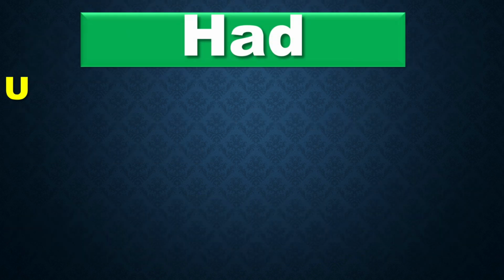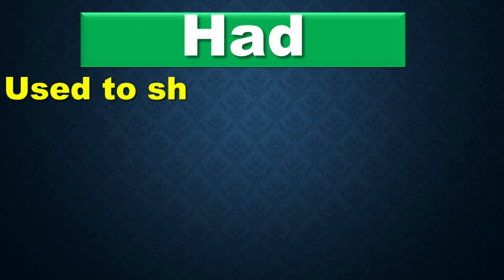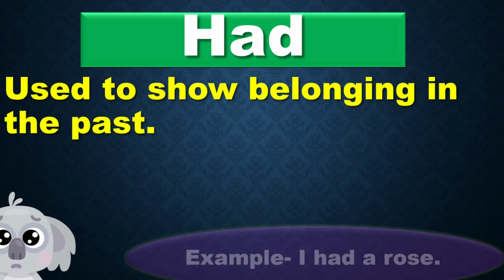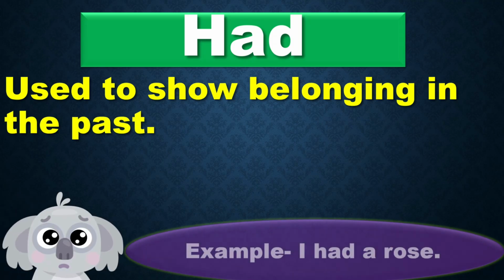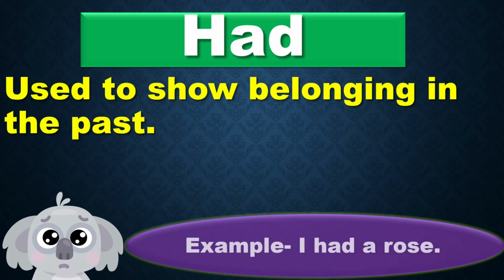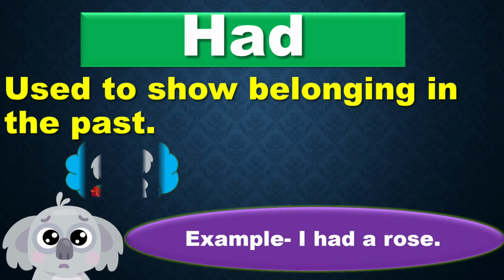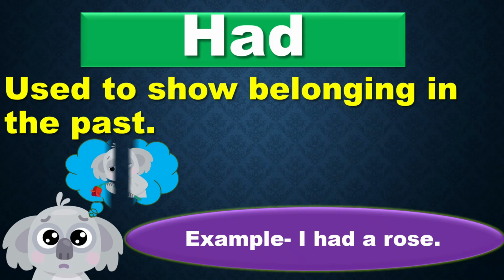Third is had. Now let's see when we have to use had. Had is used to show belonging in the past. It means what happened yesterday. For example, I had a rose. It means it was with me. Right now, I don't have a rose.